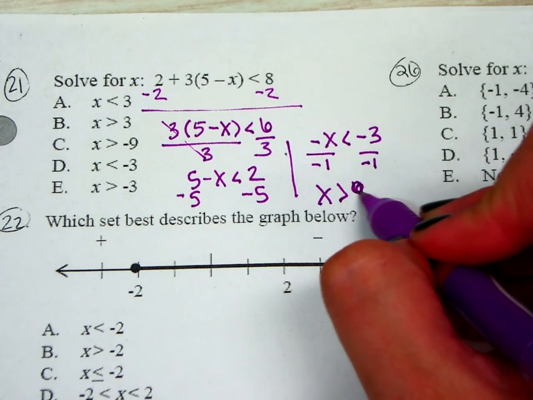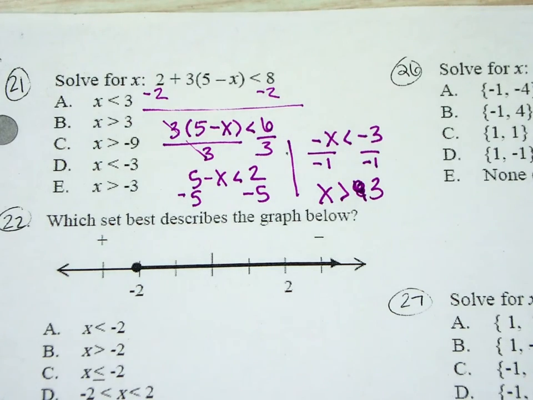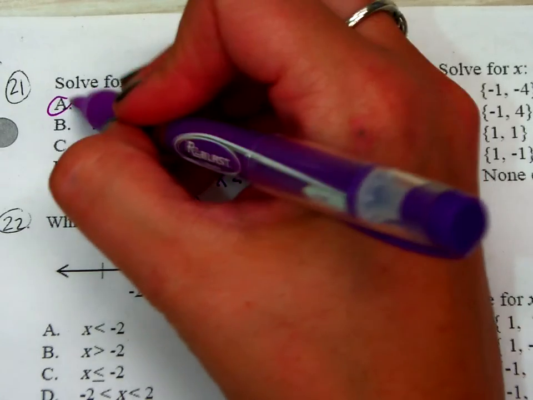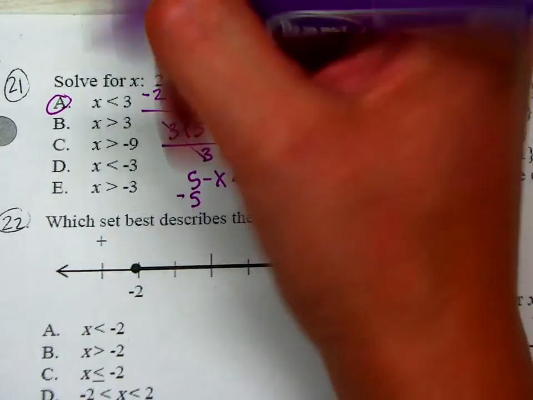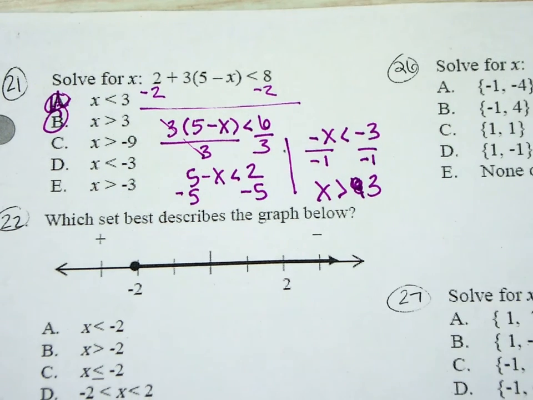Oh my goodness, I am so sorry. I'm just full of mistakes today. So x is greater than +3. Oh, again, another mistake. I'm so sorry, guys. I'm doing this during my planning, and I'm a little exhausted.